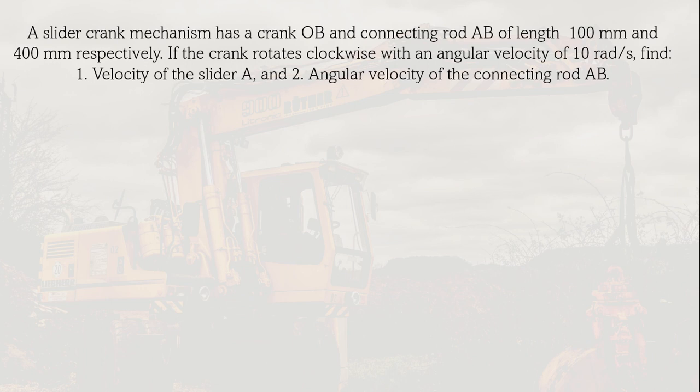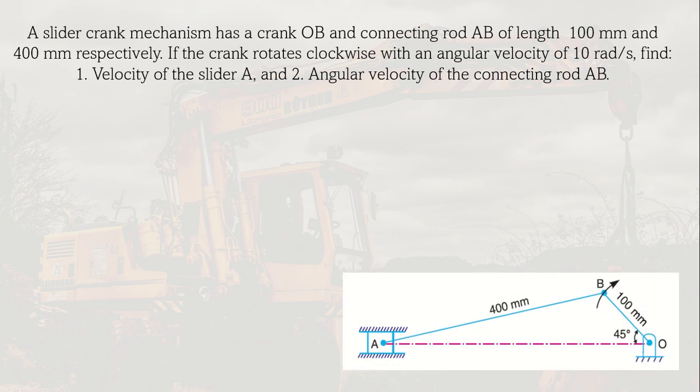So let us have another example. So you have here a slider crank mechanism. So we have a crank OB, and a connecting rod AB. So this is a connecting rod, and this one is the crank. The crank is 100 mm, and the connecting rod is 400 mm.